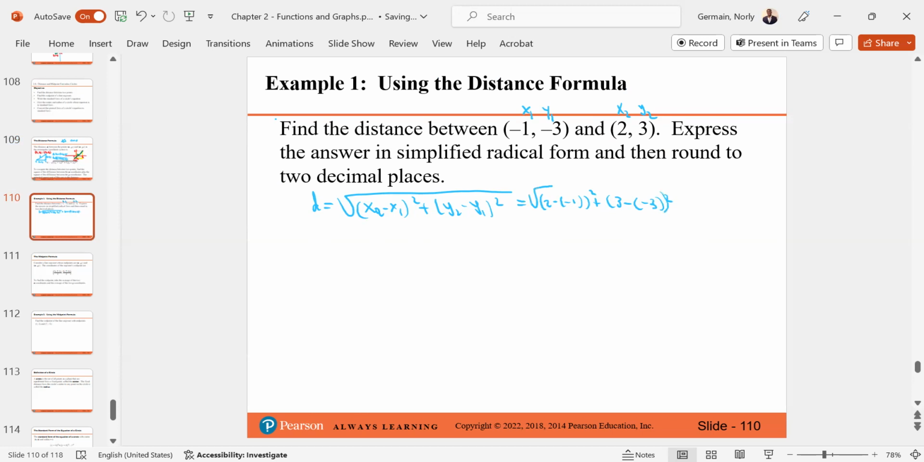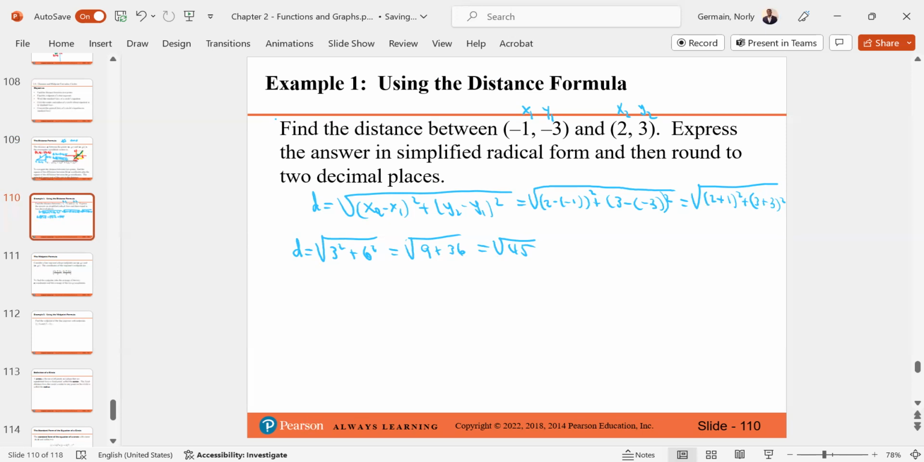Okay. And we take the square root of it. So the first one would give us 2 plus 1 squared plus 3 plus 3 squared. All right. So that gives us the distance would be the square root of 3 squared plus 6 squared. So that would give us 9 plus 36. Sometimes it gives us something we can simplify. We know that would be 45. And 45 is 9 times 5. So we can have the square root of 9 times 5, which is 3 square root of 5.